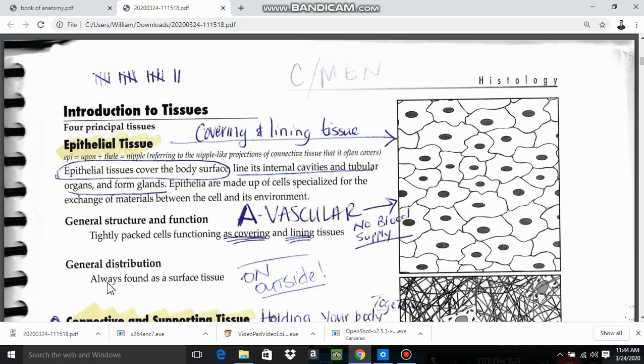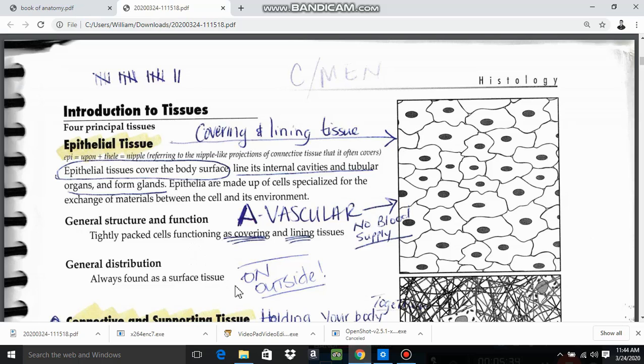General distribution, it's always found as a surface tissue. So we're talking, it lines internal cavities, and on top of our body it's our skin. It's basically the surface on the outside of organs, and found on blood vessels as well. So pretty good stuff. Epithelial, we know what epi means. It means upon. Thele is nipple, referring to nipple-like projections of connective tissue that it often covers.